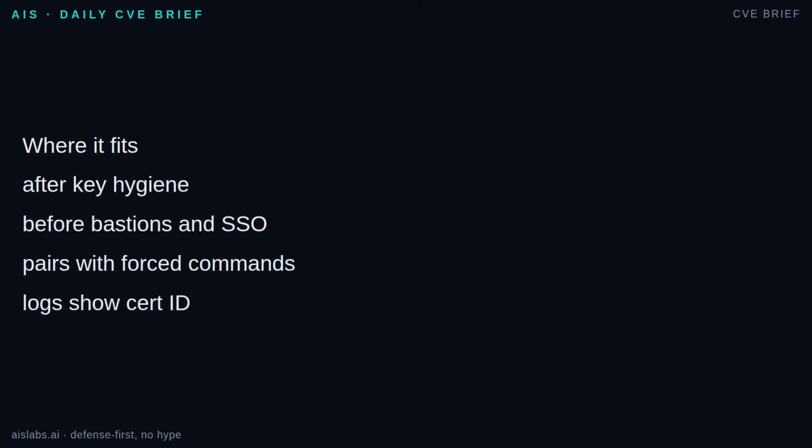SSH certificates sit after basic key hygiene and before larger access systems. You still need strong private key protection, agent discipline, and sane sshd policy. Certs solve the distribution problem. No more per-server public key copying for every person. They also connect nicely to bastions, approval workflows, hardware-backed keys, and forced commands for automation accounts. The certificate identity from -I can appear in logs, which helps investigations when you choose useful IDs like ticket numbers or usernames. In the advanced tier, this is the turning point from server-by-server access files to centrally issued, time-bounded access.